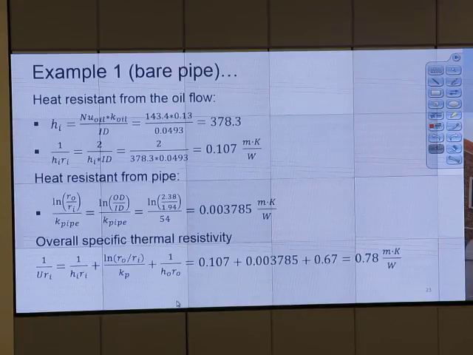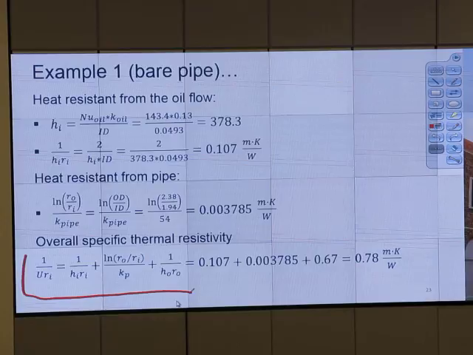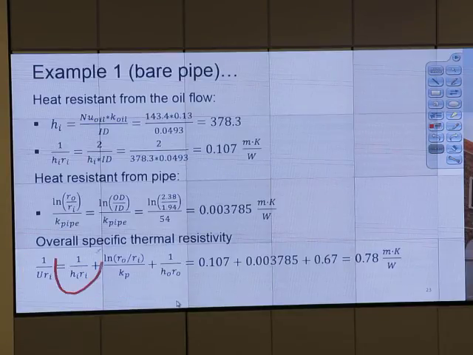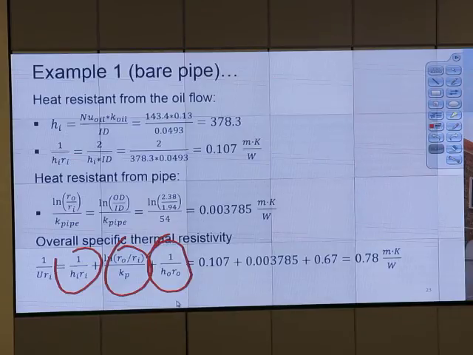I calculate the heat resistance from the pipe, natural log of outer radius over inner radius, but I use OD and ID. It's okay to use the ratio of OD and ID because the ratio of diameters is the same as the ratio of radii. Okay, over K pipe, I get the number. I calculate the overall heat transfer, I call it overall specific thermal resistivity. Okay, specific thermal resistivity. So each term added together, I have 0.78.